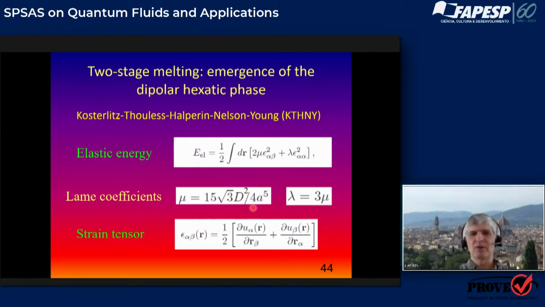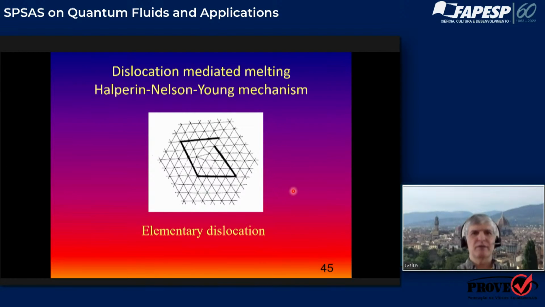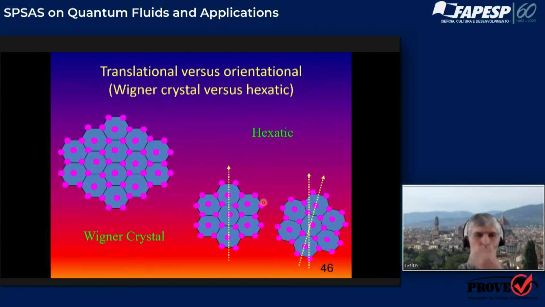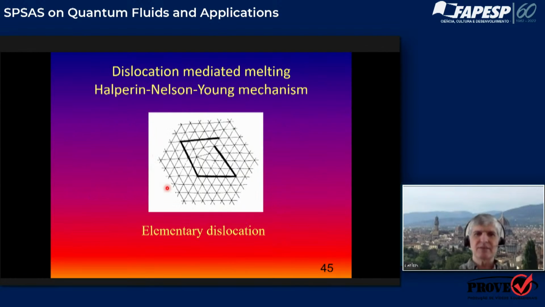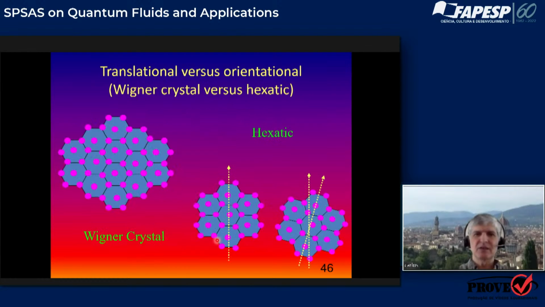And since it's dipolar, it depends on the dipole moment, but it can melt in two stages. That melting in two stages occurs via the Halperin-Nelson-Young mechanism of creation of dislocations. So the idea is that if you have a Wigner crystal, a perfectly hexagonal structure, by creating these defects you're going to separate regions of hexagonal order, which are rotated with respect to each other. So you break translational invariance, but locally, over large domains, you still have triangular or hexagonal order. That's called a hexatic phase.